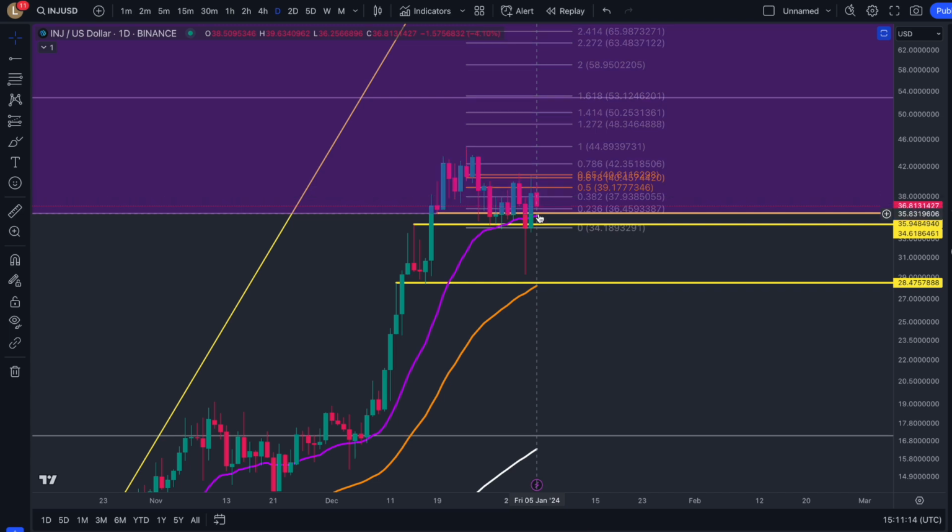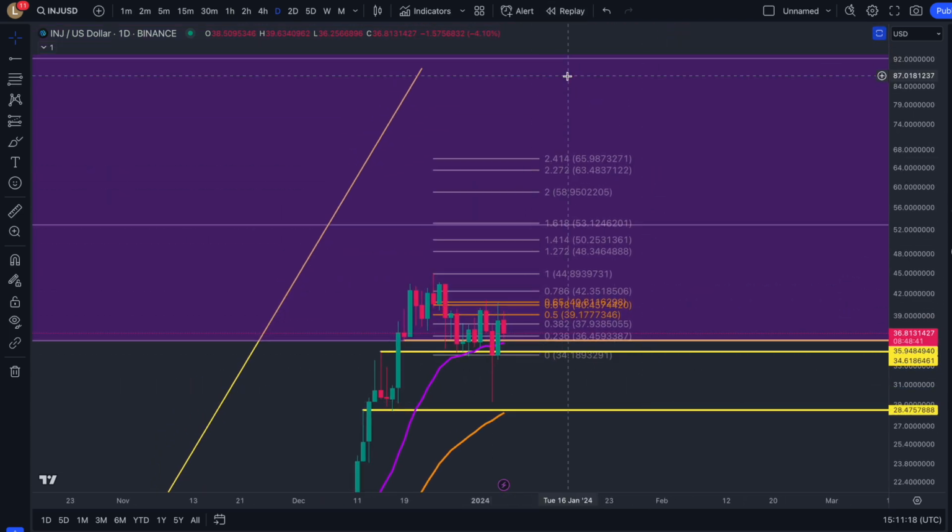All we now need to do is confirm it as support and then break the golden pocket, which is $41, and we will start this move to $90. But of course, let's worry about some other psychological levels first. $50 and then maybe even $75. So keep that in the back of your mind.